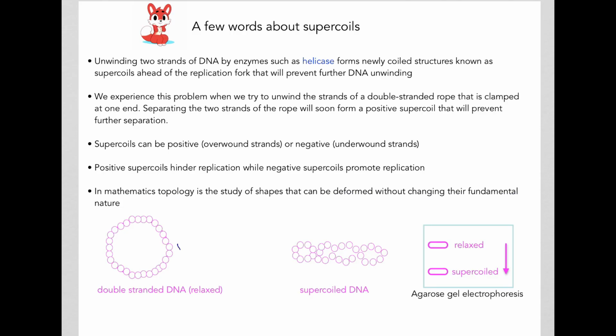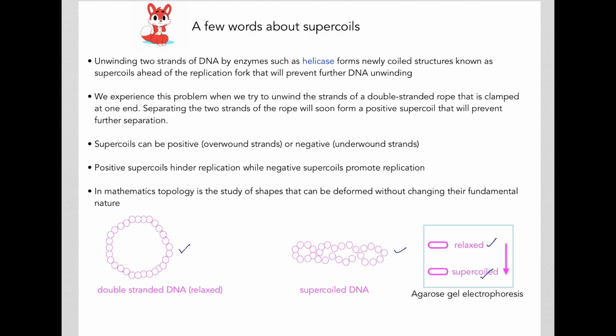So here we see a double-stranded DNA that is relaxed, and here we see the double-stranded DNA that has formed a supercoil structure. So supercoiled DNA, relaxed DNA without supercoils. In both cases, the DNA chemistry is the same, it's just that the shape has changed. Now, relaxed DNA is less compact. Supercoiled DNA is more compact.